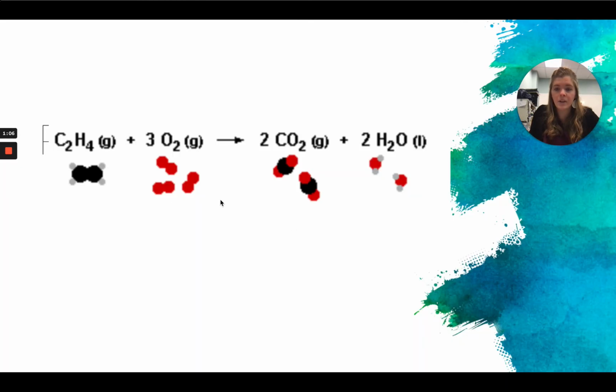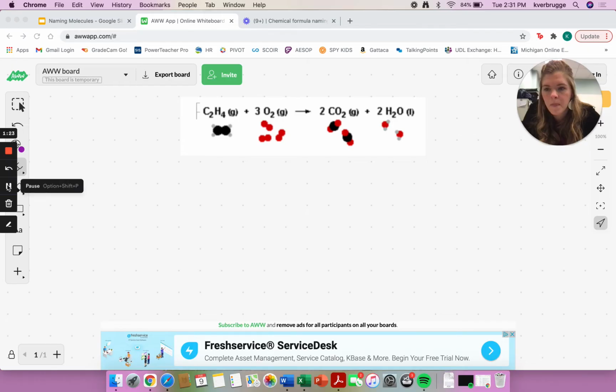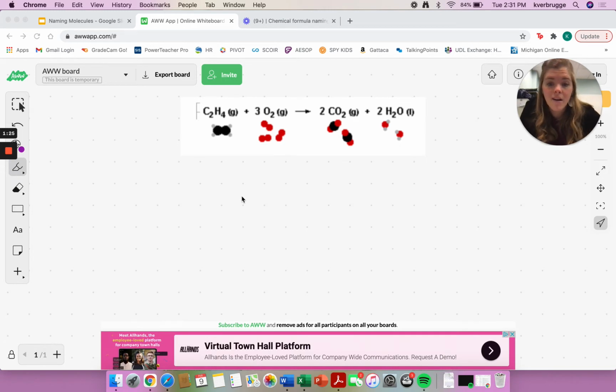So let's say we're looking at this example. C2H4 plus 3O2 yields 2CO2 plus 2H2O. We're going to use this just as an example of what a balanced equation might look like. I am going to copy this onto another screen because otherwise my words are going to go away, so give me one moment. Okay, so here's our compound.